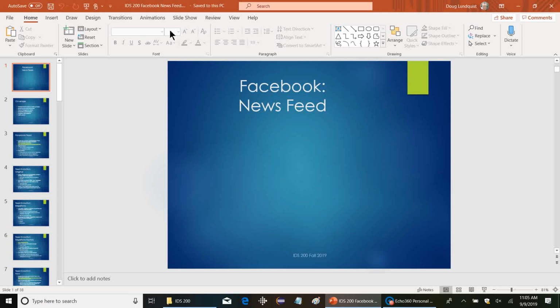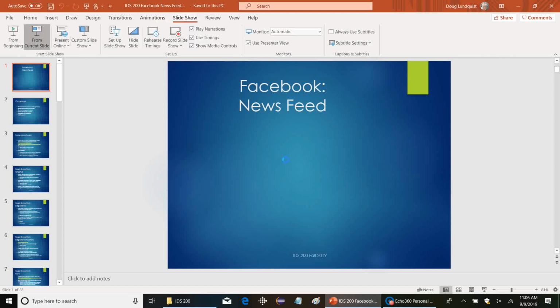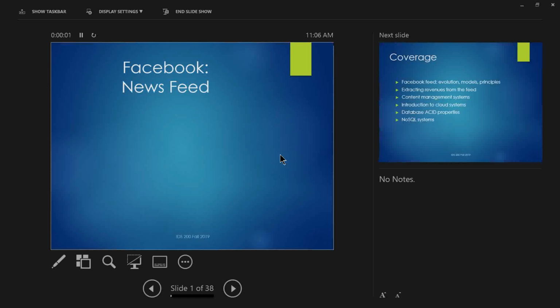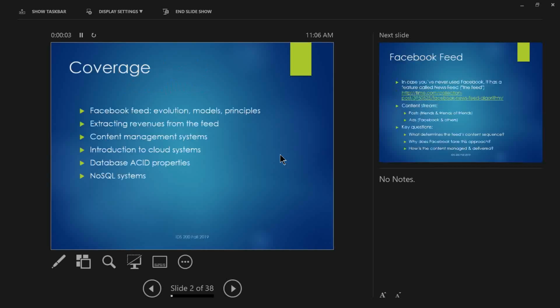Let's begin. So, this week's lecture is Facebook Newsfeed. What we'll cover: how it's evolved, what models it uses, guiding principles, all that. Then we'll talk about how Facebook uses the feed structure to make money. So if we're talking about the how and why, the first step is what the feed is, and the second is why it is that way. What are the useful consequences of the feed being that way?